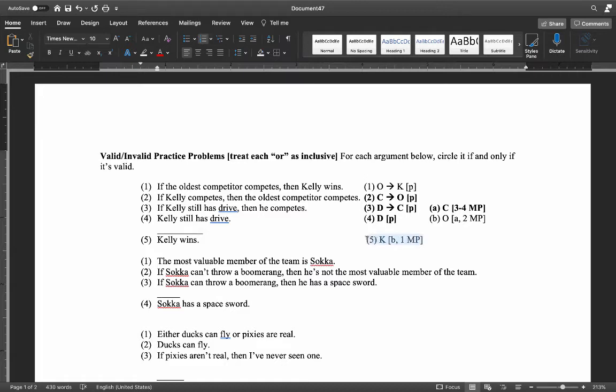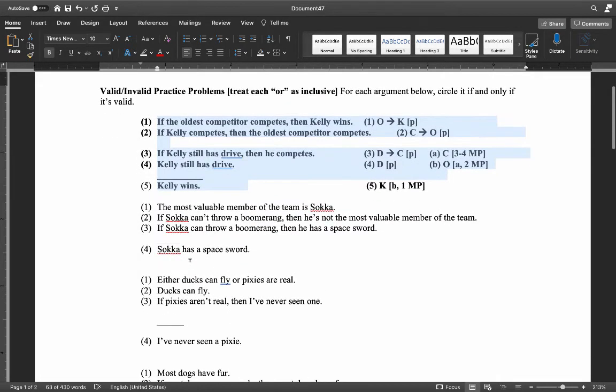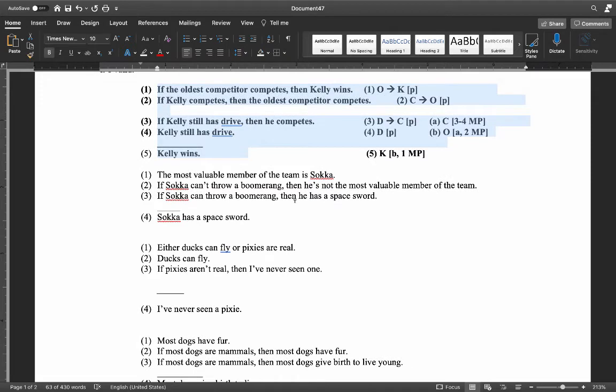And since I can get there by using only rules, it's a valid argument. So to indicate that it's a valid argument, I'm just going to come over here and bold the whole shebang, since I can't easily circle it. Okay, so now let's look at the next one.